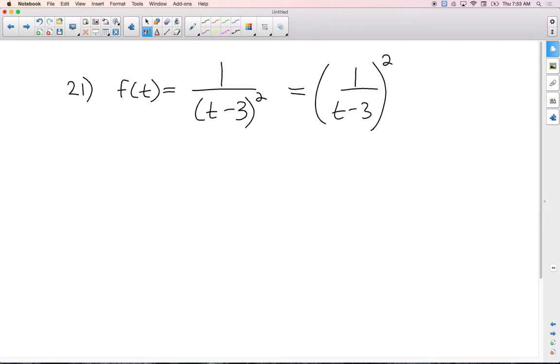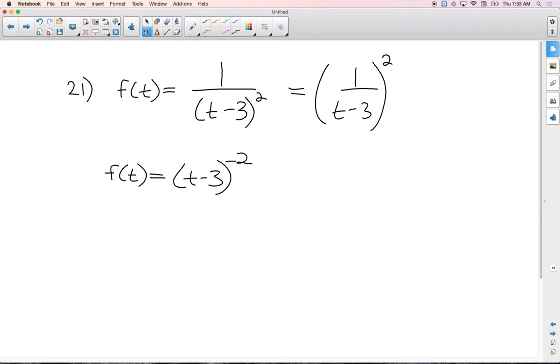Here's how you can do this. You can use quotient rule. But I'm going to tell you, now that we got chain rule, get out of the quotient rule every time if you can. How could I get out of the quotient rule? You can move it to the top. Exactly. So we're going to go t minus 3 to the negative 2.